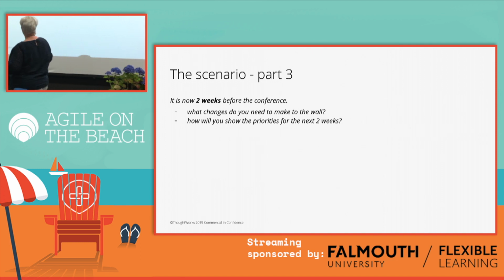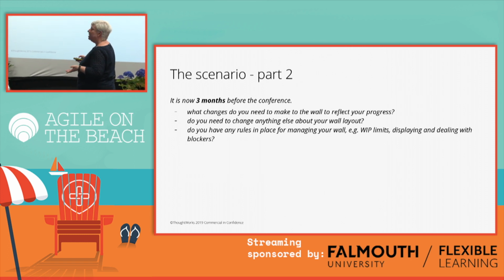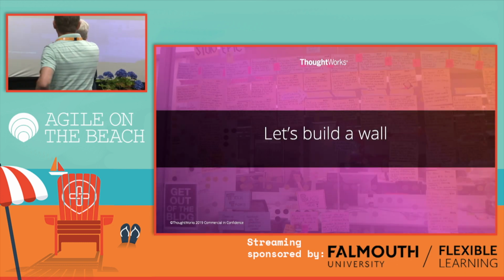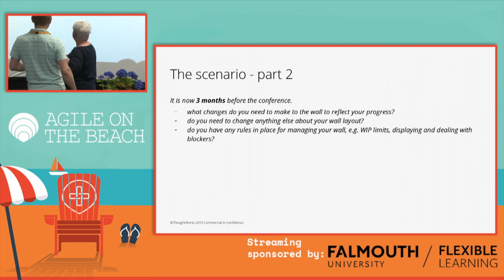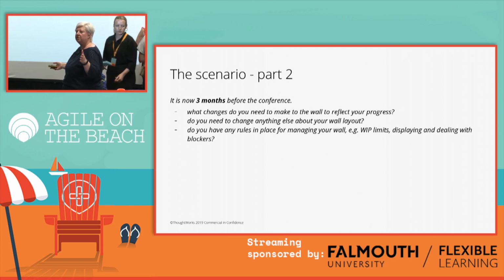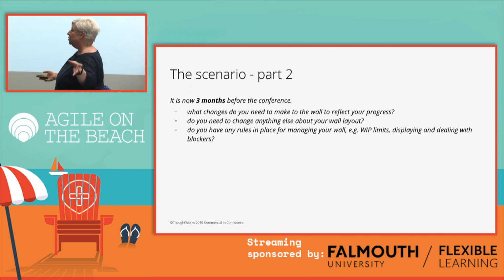Milestones. Right, okay, we're going to move on to part 2. So we're now going from 6 months before to 3 months before the conference. What changes do you need to make to your wall to reflect your progress? We're now 3 months before. So were there some activities that you'd planned to do in those first 3 months that maybe you want to show that you've done or you're blocked on or whatever? Do you need to change anything else about your wall layout?